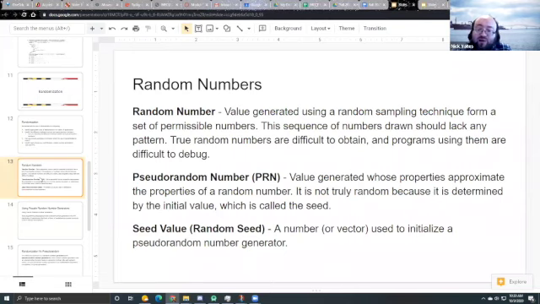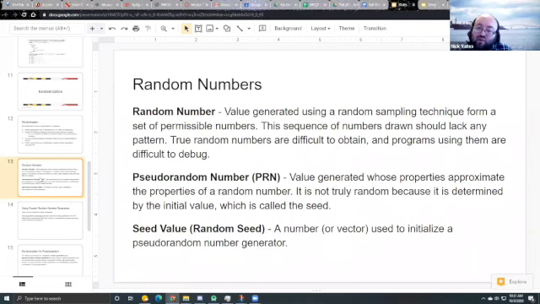A truly random number is a value generated through a random sampling technique from whatever set of permissible numbers. So you can think about rolling a die or rolling dice. If it's a fair die, that will be a true random number between 1 and 6. Or flipping a coin. If it's not a weighted coin or a double-headed coin, that will give you a random heads or tails value, or equivalently a random number between 0 and 1. You could think about heads as 0 and tails as 1.